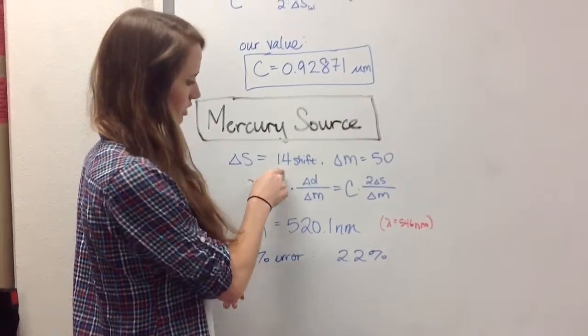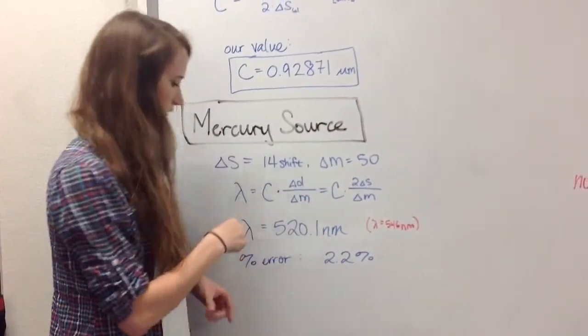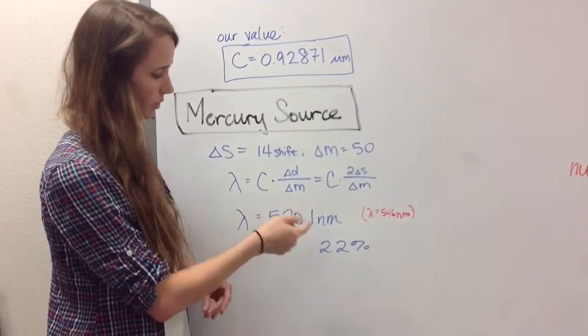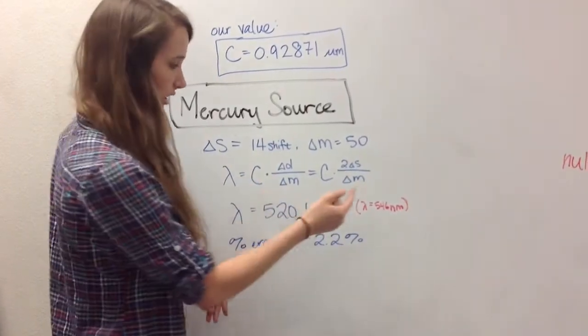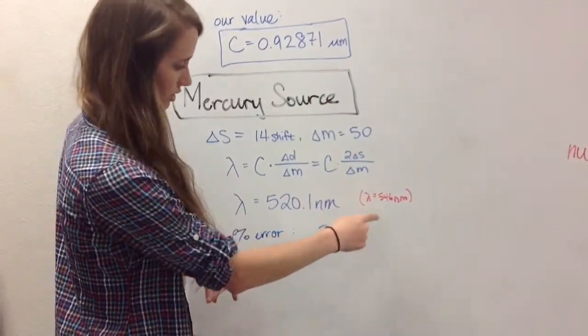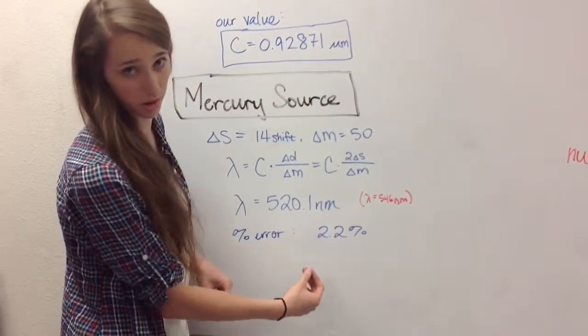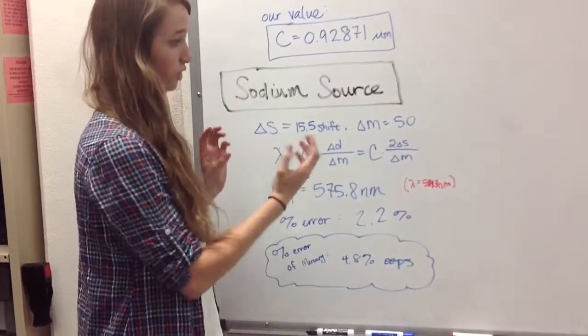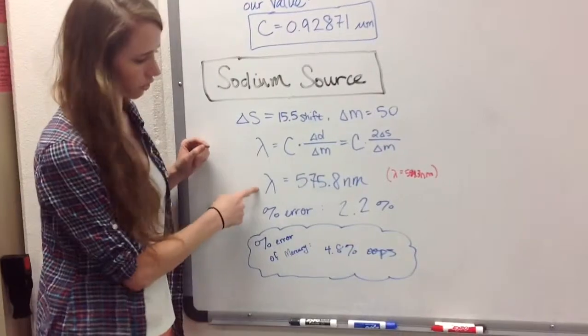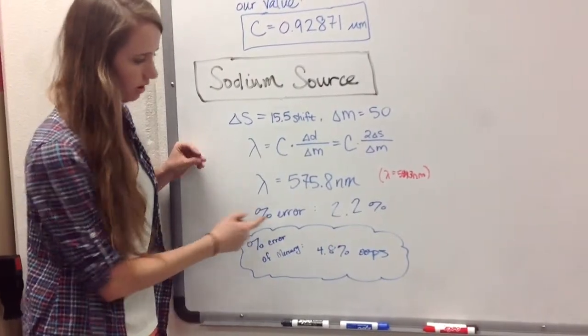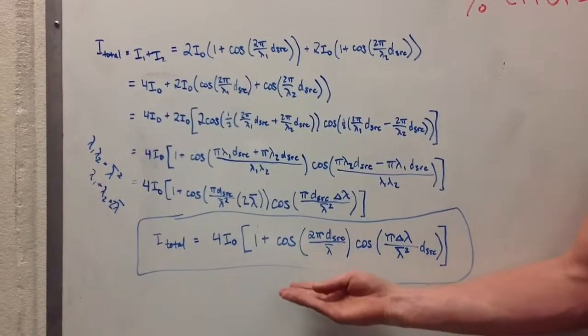the shift was 14 on the micrometer, giving a wavelength of 520.1 nanometers with our calibration factor. And the given value was 546 nanometers, so we found 2.2% error. For the sodium source, we used the same 50 fringe procedure and got a wavelength of 575.8 nanometers and a percent error of 2.2. We derived this equation for the fringe intensity.